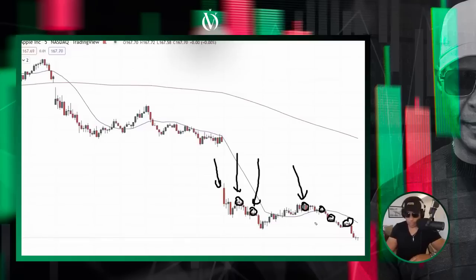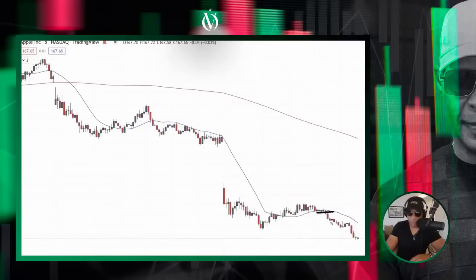Now, this one's a little tricky. I'm going to erase this one because that's above the moving average. So let's keep it simple: you just wait for it to drop back below and start playing the color game. Boom, boom, boom. Some of you know what that means.